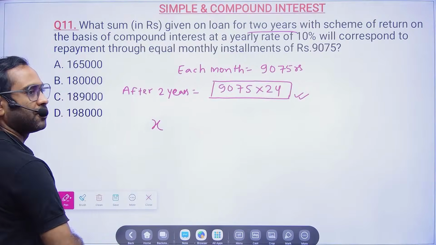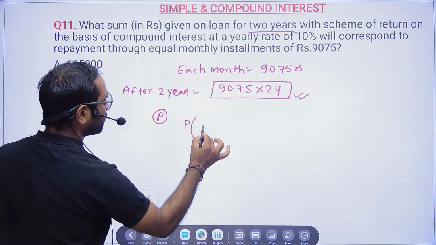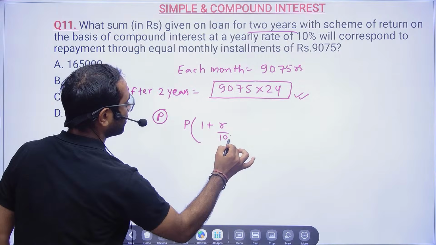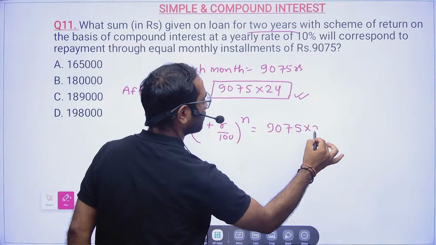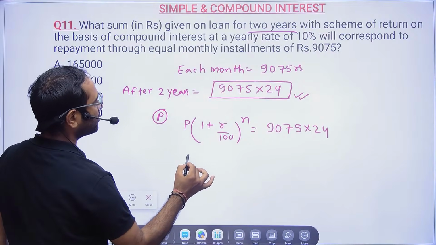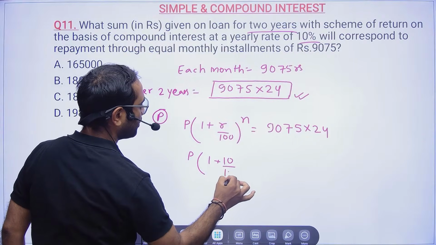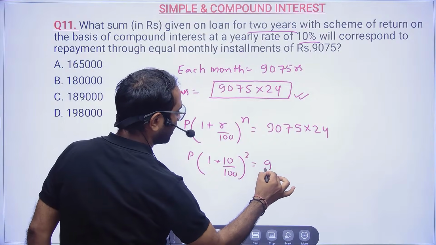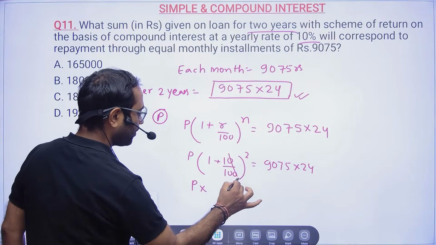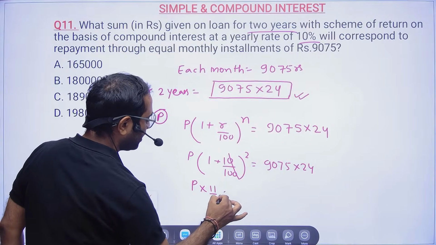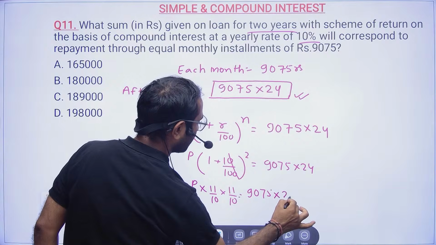I don't know how much money you had taken. So that was nothing but the principal. So principal into, for 2 years, (1 plus R by 100) to the power n is equal to 9075 into 24. Principal is what we have to calculate. The rate is 10%, so 10 by 100, and time is 2 years. I am not multiplying, because this will make our calculation easy. So P into 10 plus 1, 11 by 10 into 11 by 10, equals 9075 into 24.